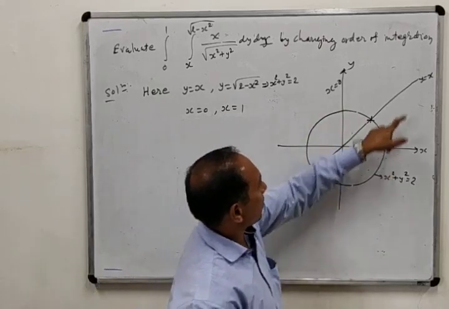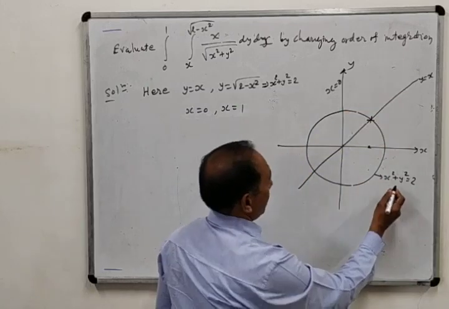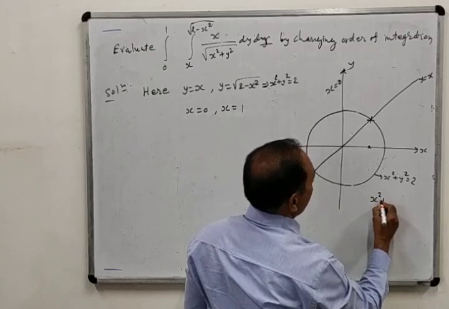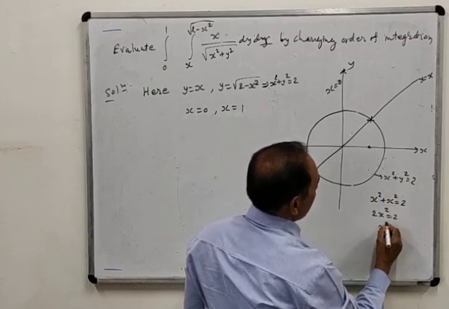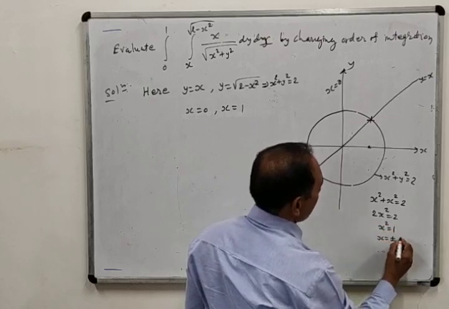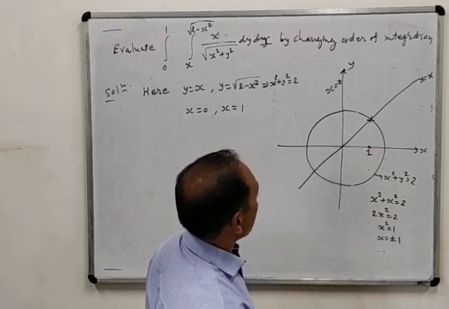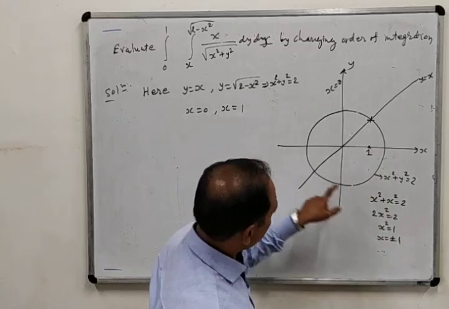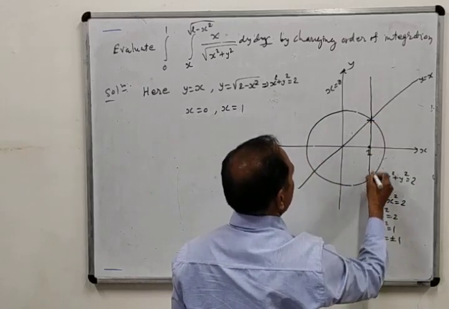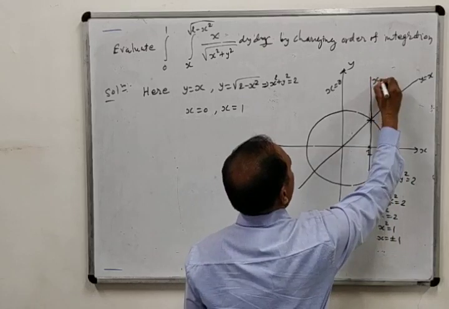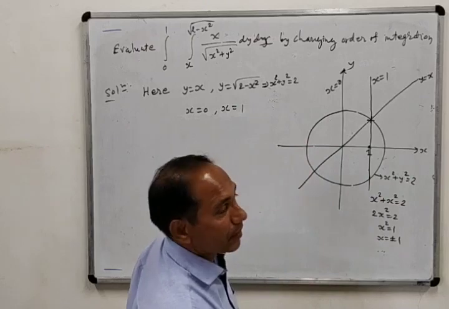So what is this? This is the intersection of these two curves. You can see y equal to x and x square plus y square equal to 2. So we will put here y equal to x. So x square plus x square equal to 2. So 2x square equal to 2. That means x square equal to 1. So x equal to plus or minus 1. So this is the point 1. Okay? And minus 1 is here, but we don't require this. So x equal to 1 is this line passing through this point. So now we will identify the region. There are so many regions you can see, but which region should we take?